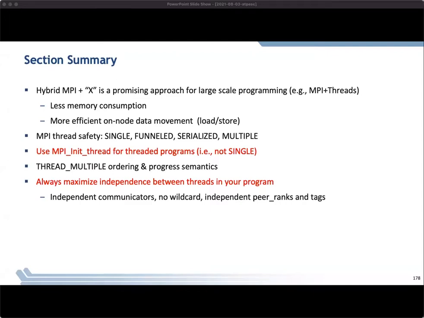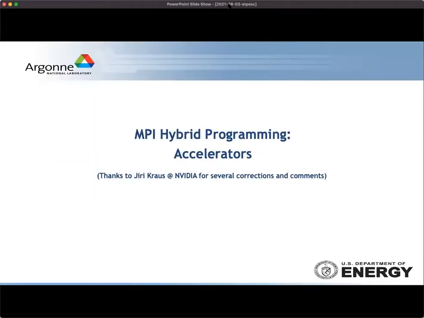Okay, so if there are no other questions, I'm going to move on to MPI plus accelerators, or specifically MPI plus GPU.